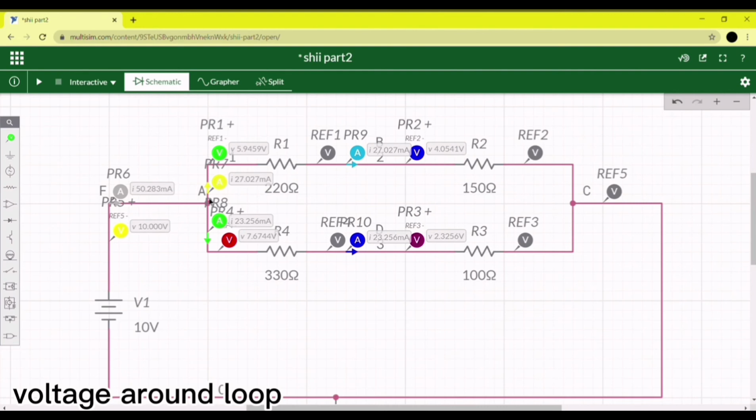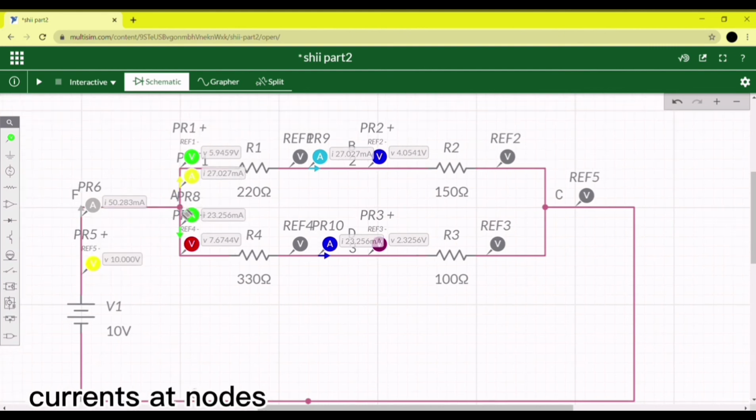The voltage around loop BDCB will give a negative value because DC and BC have opposite polarity. So the total voltage for loop BDCB is negative 6.3797 volt. For loop ABCDA, the voltage around this loop we got is 7.2406 volt.